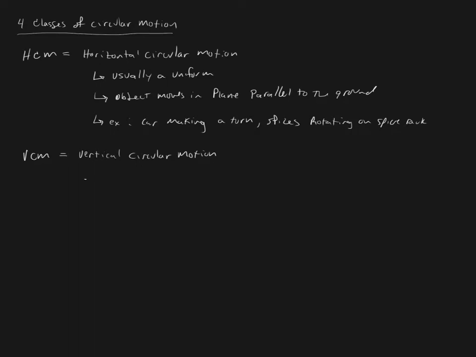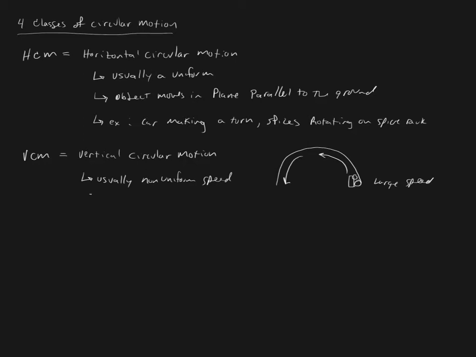Now, vertical circular motion usually is non-uniform speed, because for vertical circular motion, we're looking at something like, say, a roller coaster. And if that roller coaster is going around a loop, then the roller coaster is going to start down here with a large speed, and as it goes around towards the top, it's going to slow down. And then as it comes back down from the top, it's going to speed up. And so this is a very normal thing that you've experienced a lot as you've gone to the amusement park.